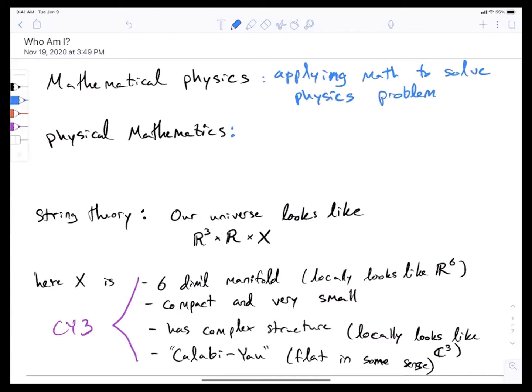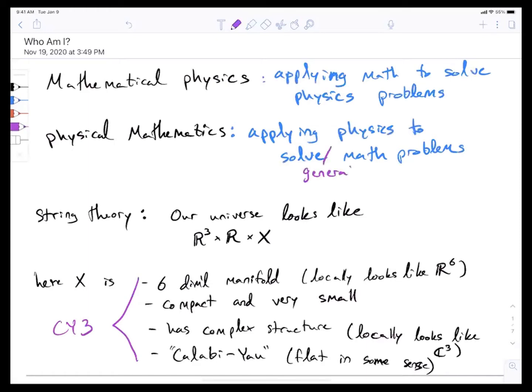And it's probably more accurate, when I talk about what I do, to call it physical mathematics, which is not a term I came up with. I've heard a few people use it. But what I mean by this is the opposite. We're actually applying physics to solve math problems, and often that's pure math problems. And in addition to solving math problems, also often generating really interesting conjectures in mathematics.